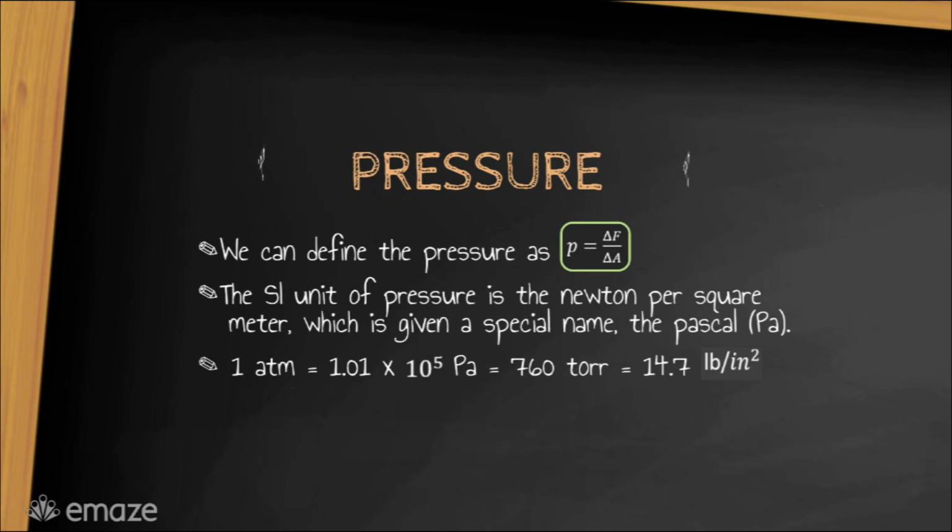Pressure is a force that works perpendicular to a surface, divided by the area of said surface. Mathematically, it is written as P equals delta F divided by delta A. The international system of units of pressure is Newton per square meter, which is given a special name, the Pascal. Other, more well-known units for pressure are atm and torr, with the equation 1 atm equals 1.01 × 10^5 Pascal, equals 760 torr, equals 14.7 pounds per square inch.